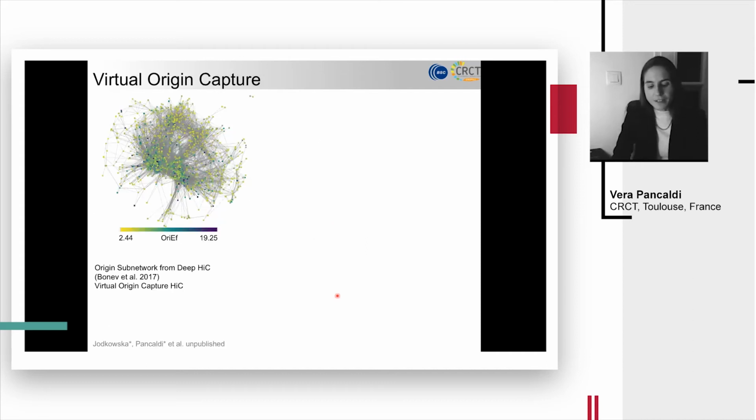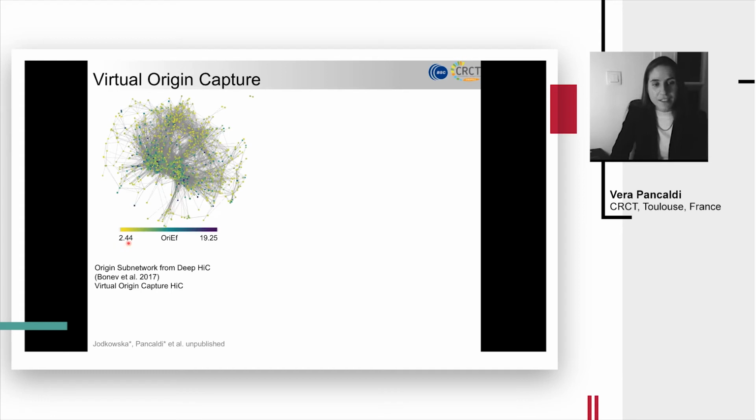But we were still not too happy, because both of these approaches were promoter-centered, and even though origins are enriched in promoters, there are also origins away from promoters. So the question was, can we now look at all origins? We took again this very deep Hi-C data set from Bonev et al., and we produced a virtual origin capture Hi-C. So we looked at interactions that involved only our little origin fragments. We defined the genomic regions that had origins and expanded a little bit around, and generated this network where each node is an origin or a little fragment containing an origin.